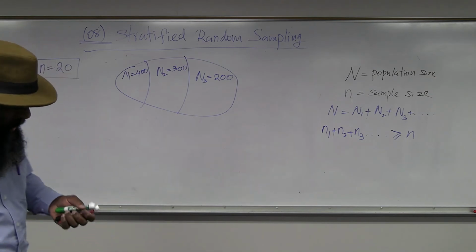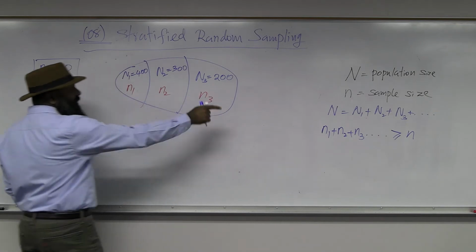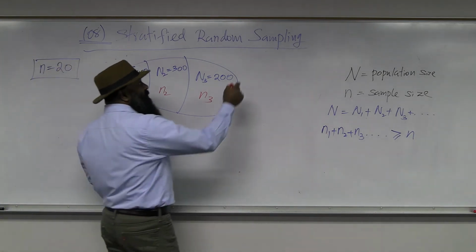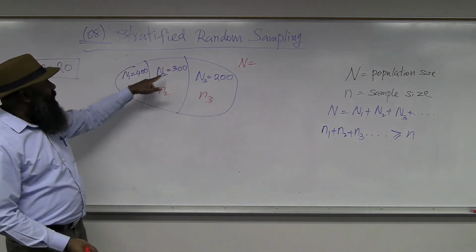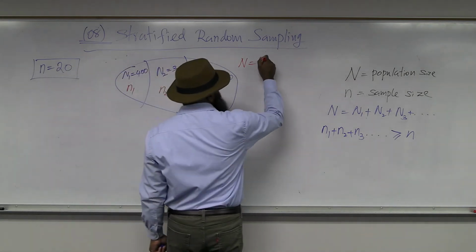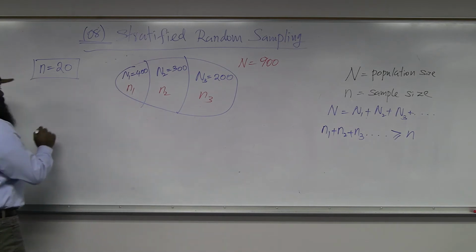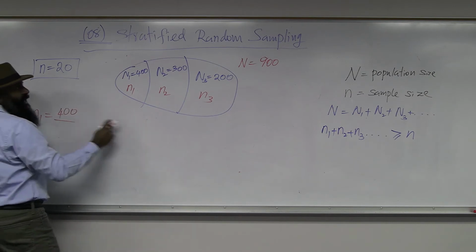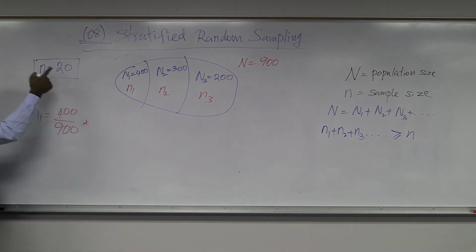So I need to simply figure out how many should be selected from the first one, which is n sub 1, n sub 2, n sub 3. And these should be selected. Okay. So the calculation is very straightforward. What's my capital N? Capital N is the population size. That should be equal to the summation of all these. So 400 plus 300 plus 200, which is 900. Now we can easily find lowercase n1. So n1 will be equal to capital N1 is 400 divided by capital N is 900. That times initial targeted sample size, which is 20.